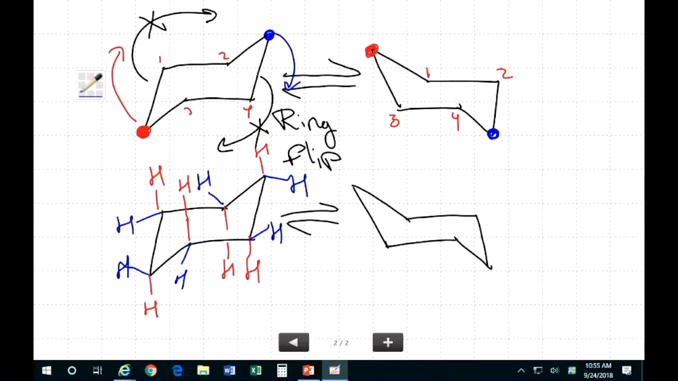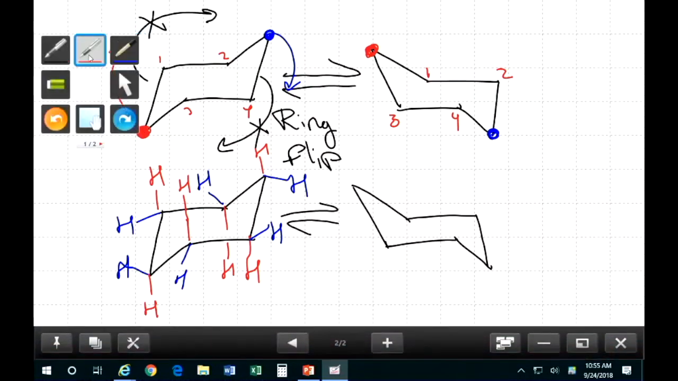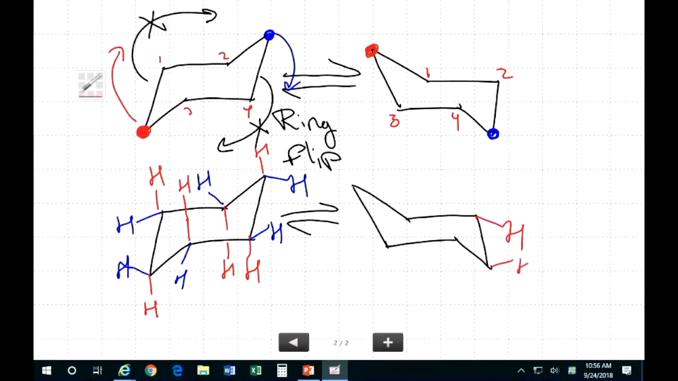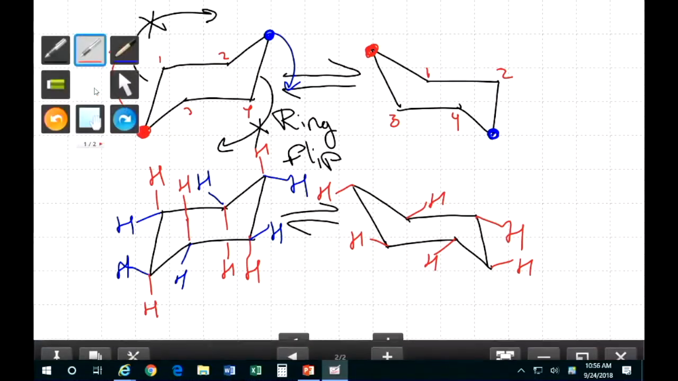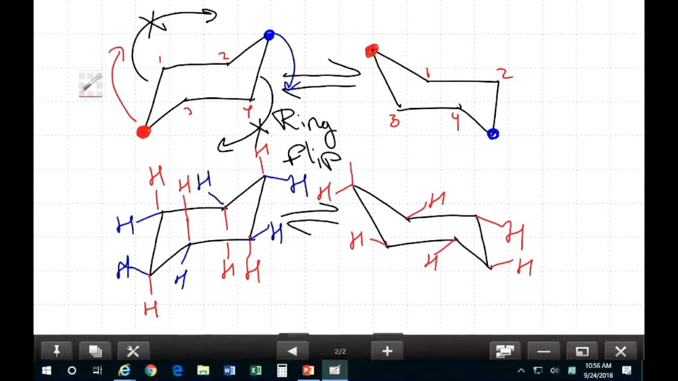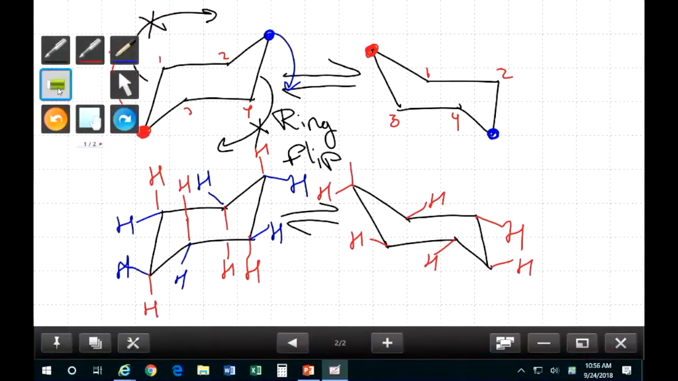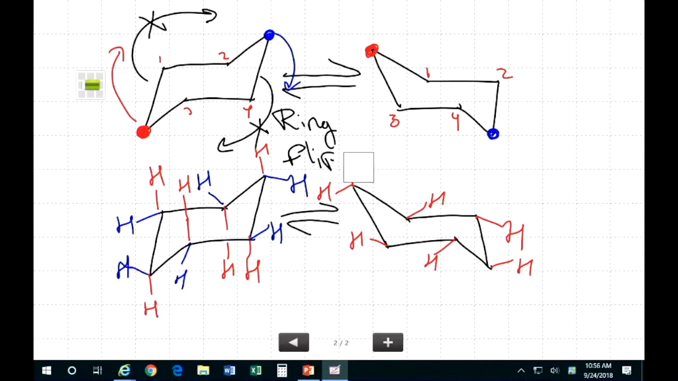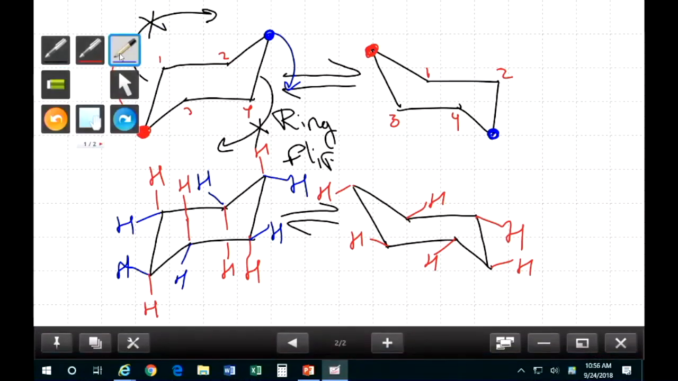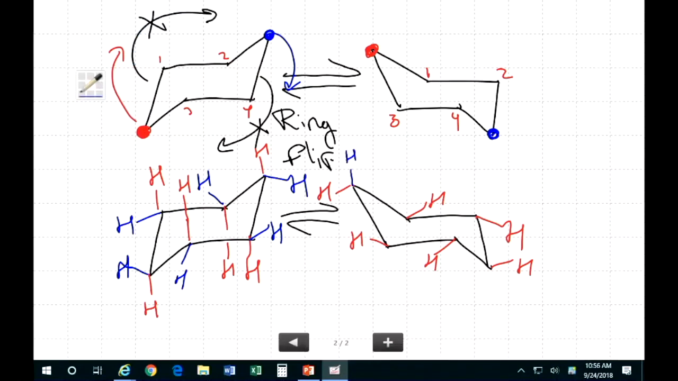When we do the ring flip that we just did above, what ends up happening is all of our axial groups become equatorial. They go from pointing straight up to pointing out away from the ring. And then the equatorial groups, oops, sorry. Okay, we just erased part of our P. Like that happened. Take that, letters. Our equatorial groups end up becoming axial.